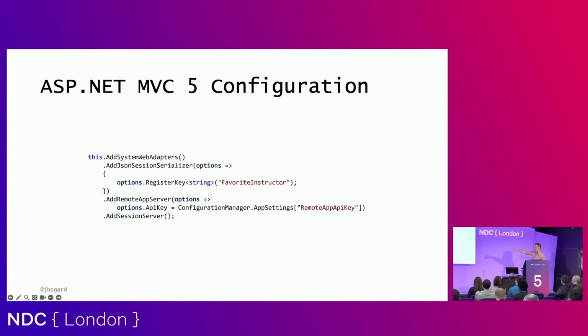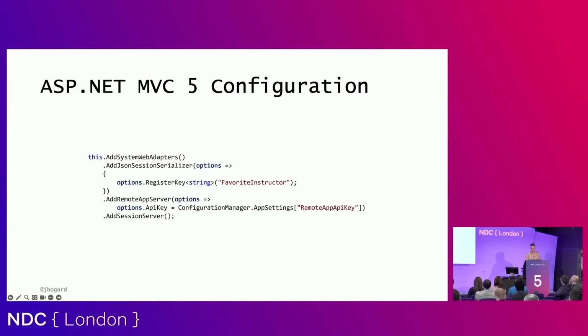We'll also expose the remote app server and then provide an API key. So this is just some GUID or whatever, so that when my ASP.NET Core application makes those requests to the ASP.NET MVC5 application, it will authenticate via this API key. So it's secure.